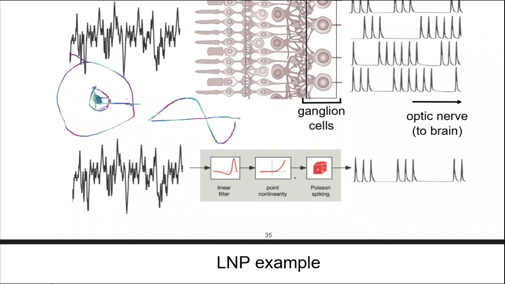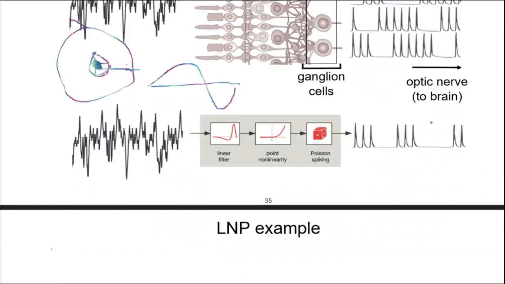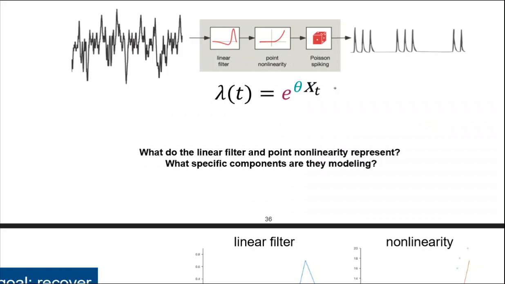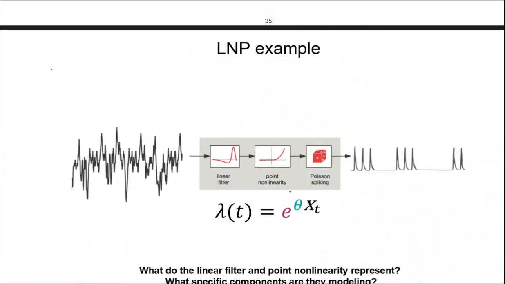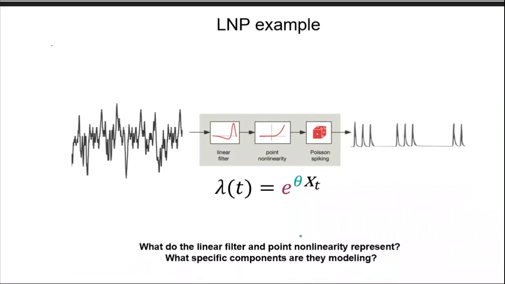And then the point nonlinearity and Poisson spiking, there's not really a biological representation. If there were to be, it would be something in between the receptive field and the spiking. So this gamma t, this arrow over here, what's coming out of the point nonlinearity, could be represented as e to the power of theta xt.